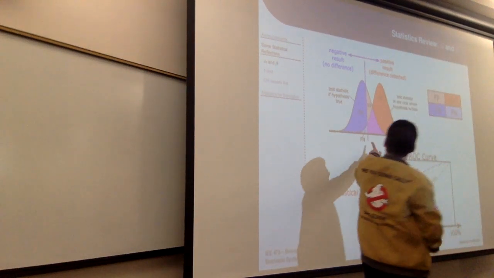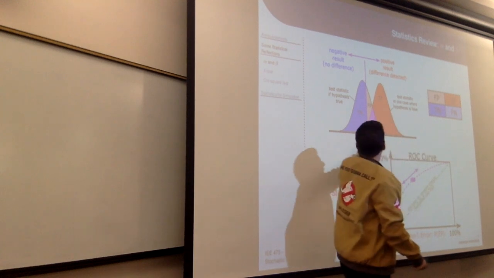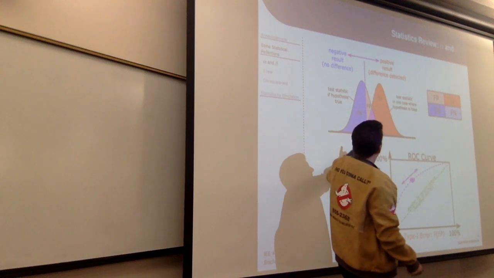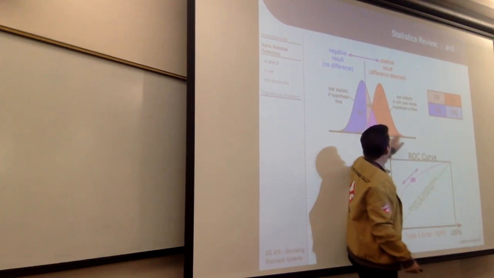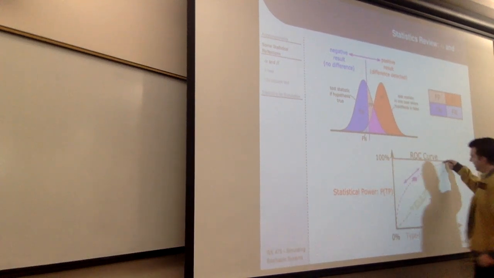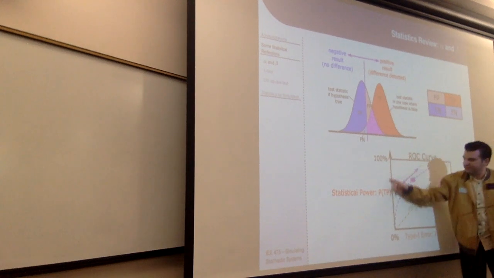So as you can see, if I move this threshold farther and farther this way, what I'm doing is making my alpha, my false positive rate, lower and lower. And in doing so, I'm also making my true positive rate lower and lower. And that's like moving this way on the curve. So as my alpha gets lower, my true positive rate gets lower.